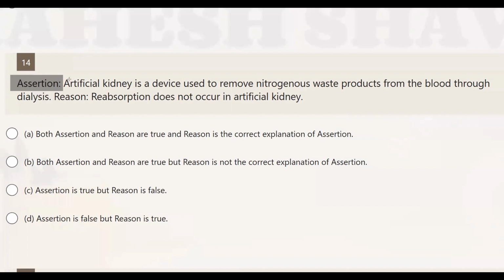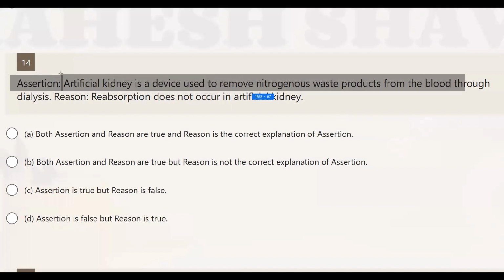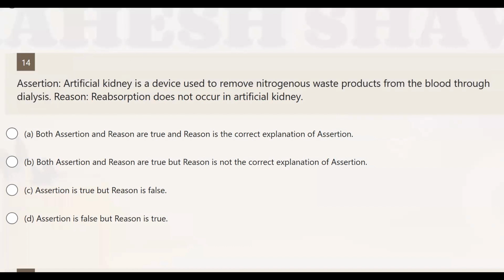In question number 14, it says artificial kidney is used to remove nitrogenous waste from the body through the dialysis. Yes, in those persons when their kidney, both of the kidneys, stop working because of some disease or any other reasons, in that case, the nitrogenous waste gets accumulated in the body.